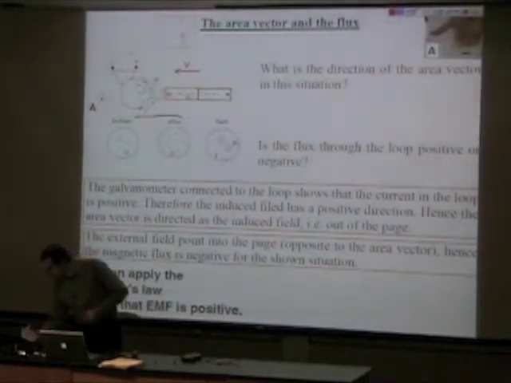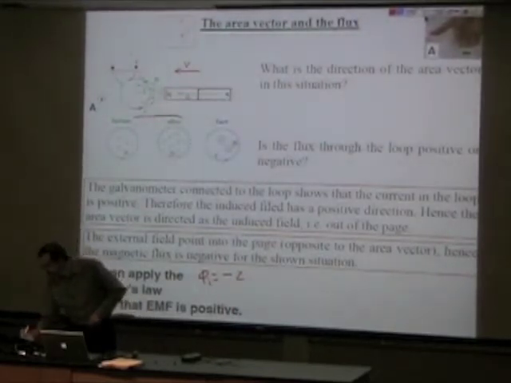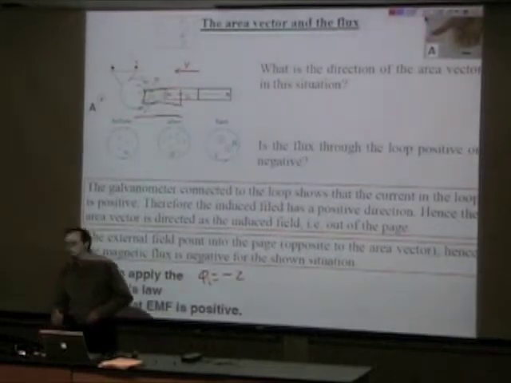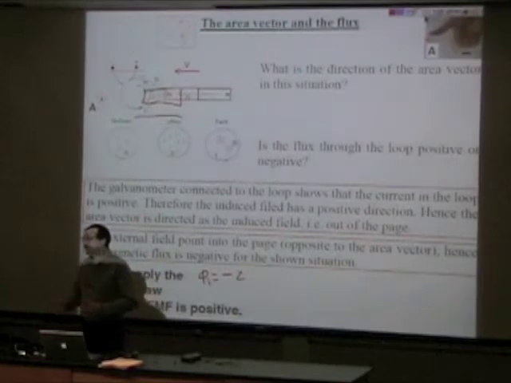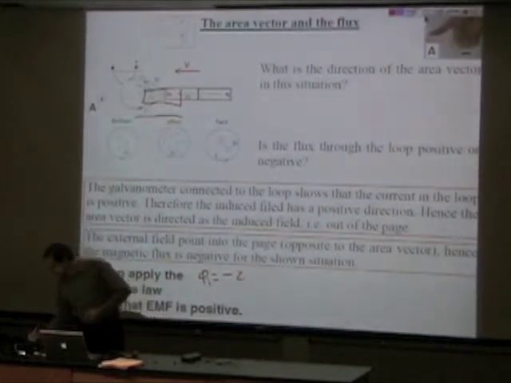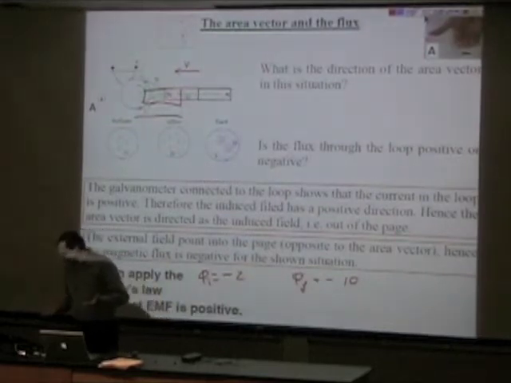So we can assign, let's say, -2 Weber, the initial value of the flux. When the magnet is getting closer, the flux remains negative, however the magnitude increases, so we can assign, let's say, -10 Weber. So now we can apply Faraday's law.